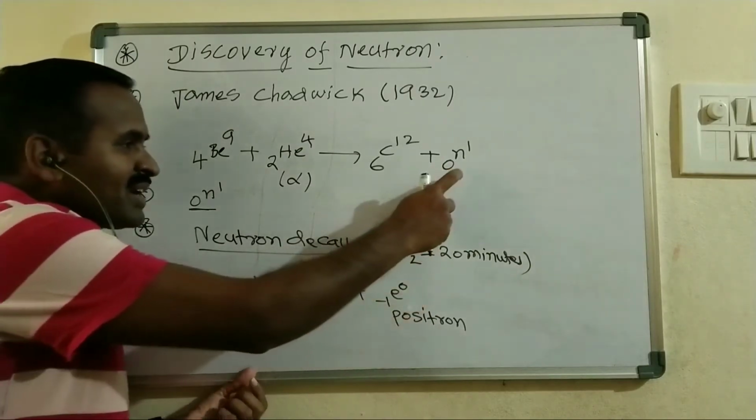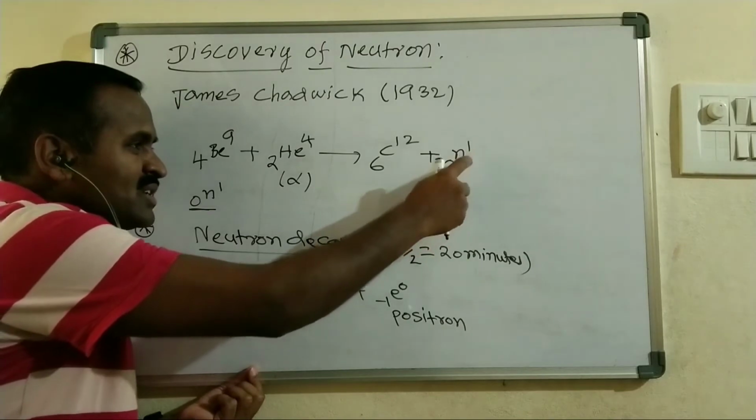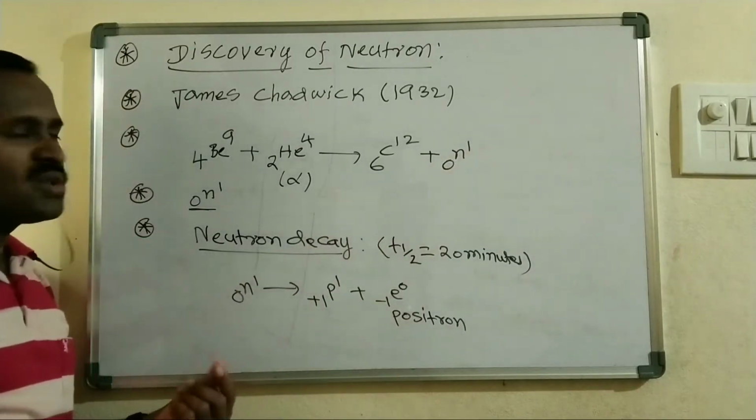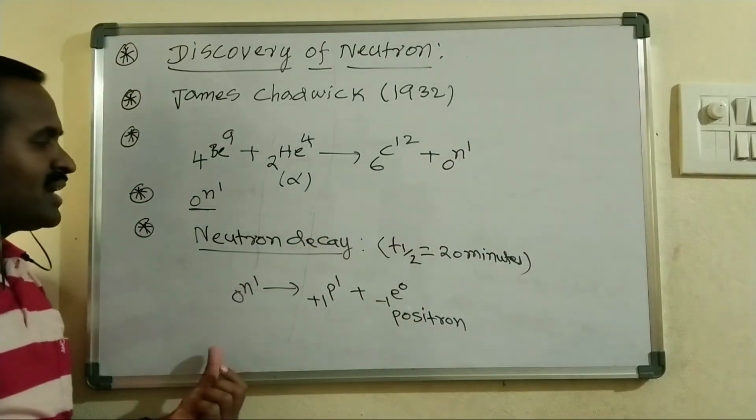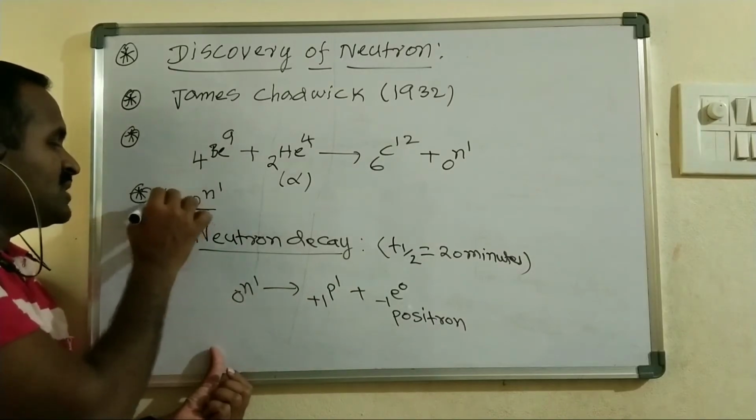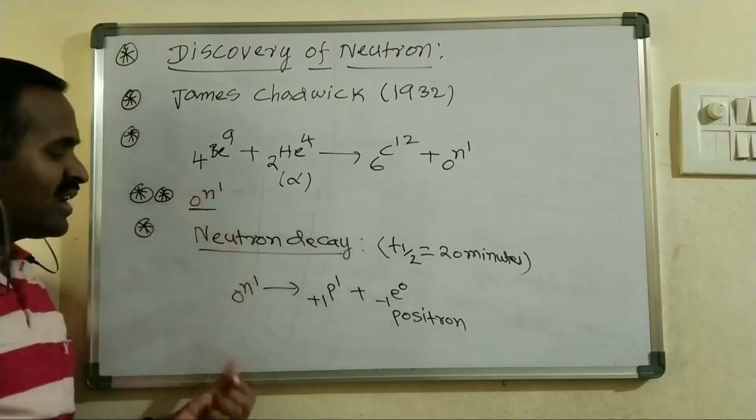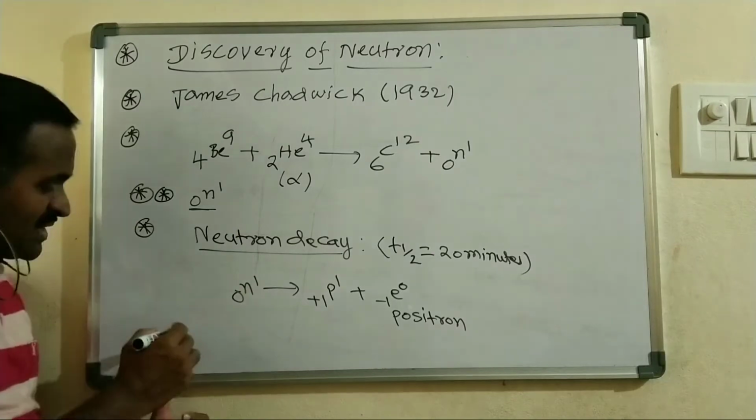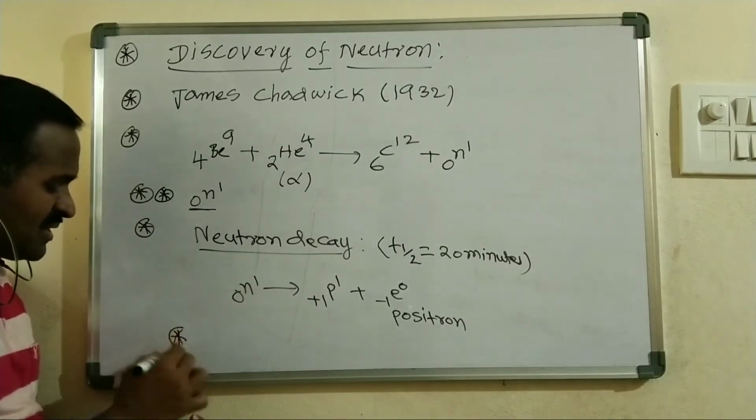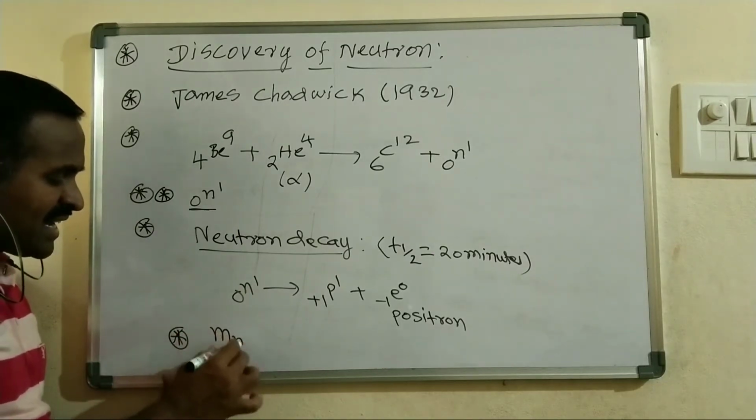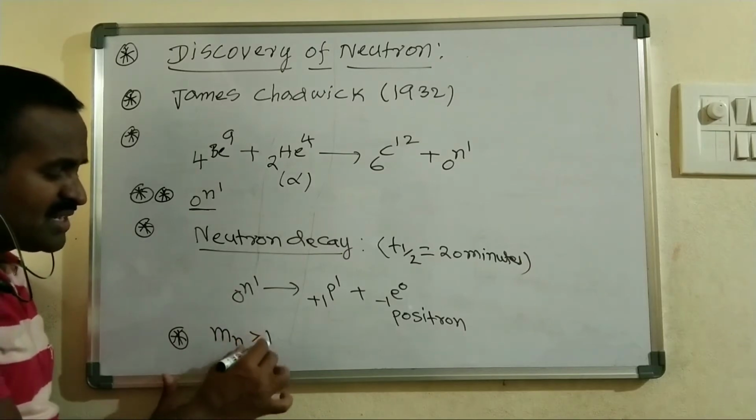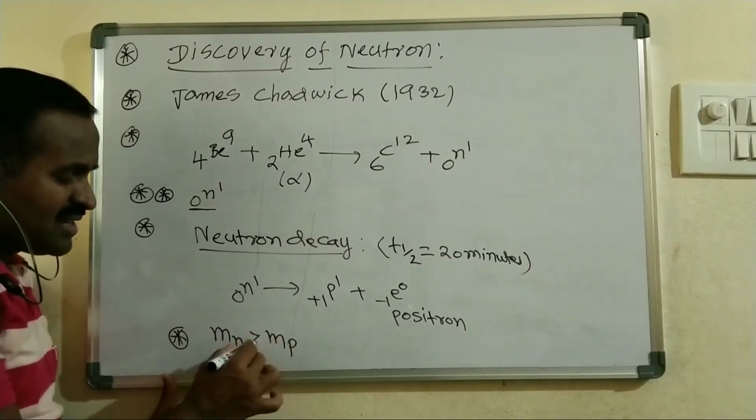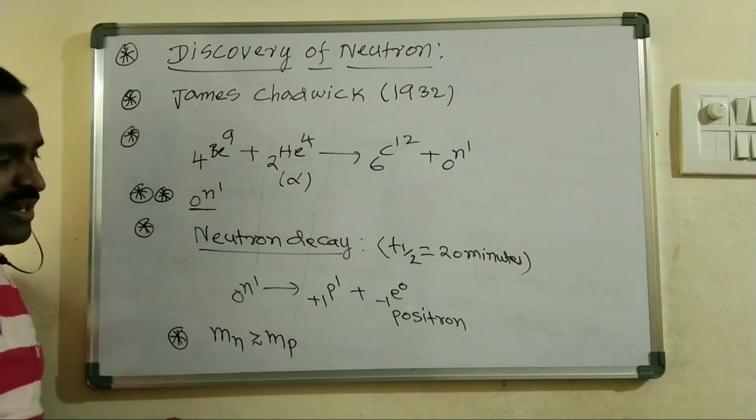This chargeless particle is represented as 0n1, and it is also known as the neutron, right? The notation of this neutron is 0n1. The mass of the neutron is slightly greater than the mass of the proton, right?